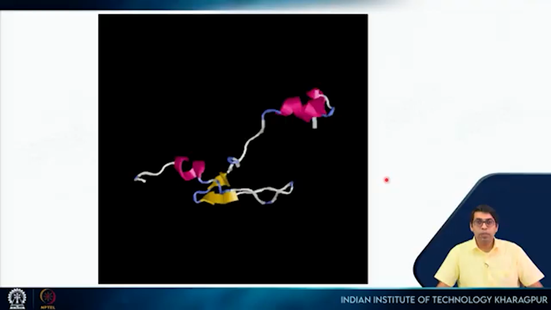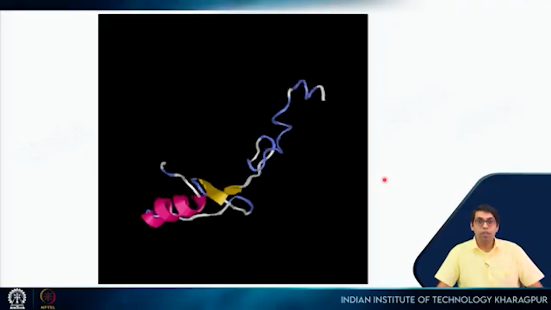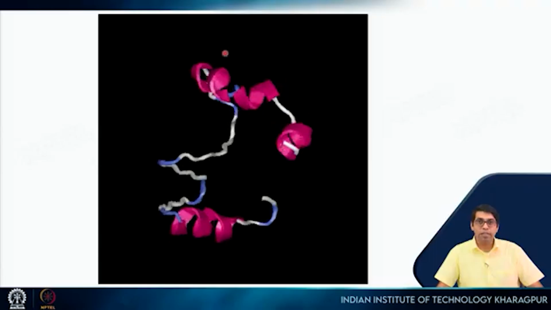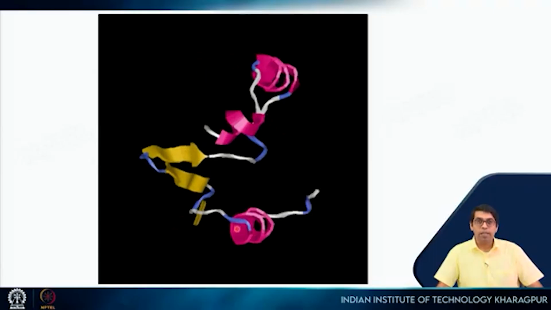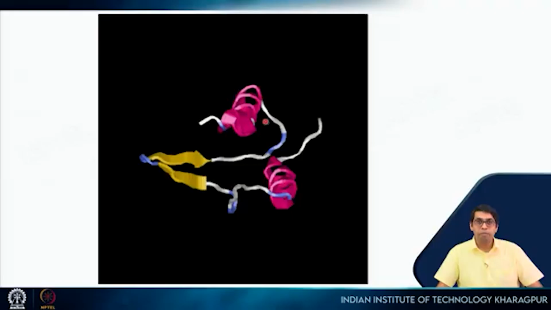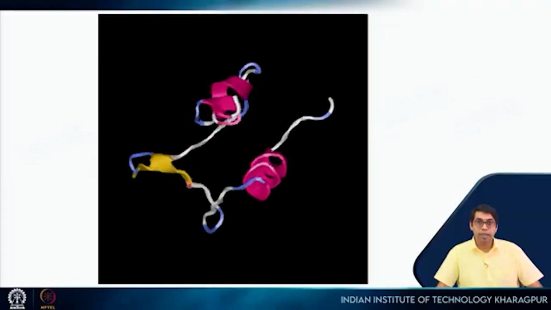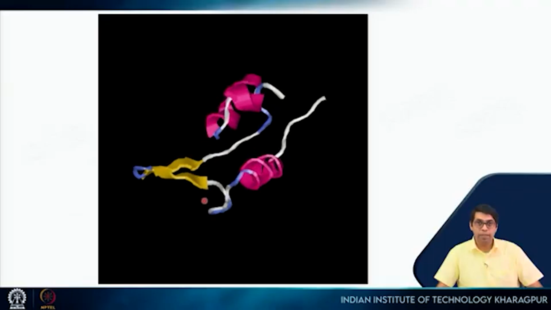Here is a simulation of the folding of a small protein. You can see that it started with an extended structure. Here the secondary structures are shown in magenta and yellow, the alpha helix and the beta strand.